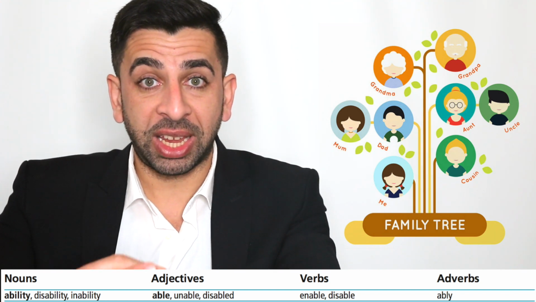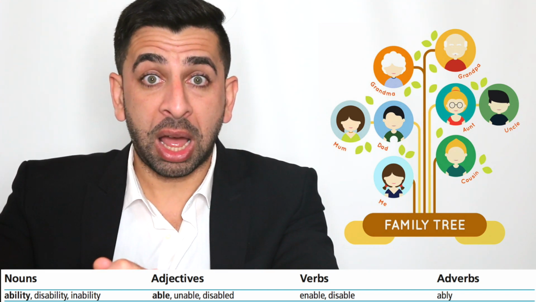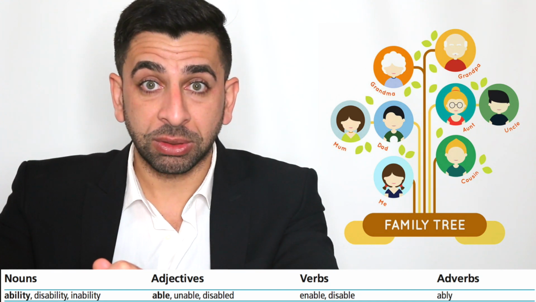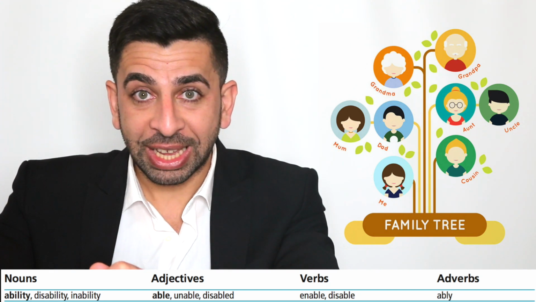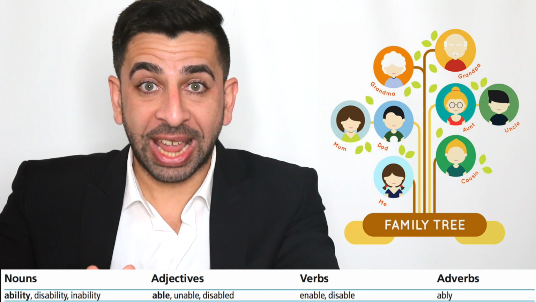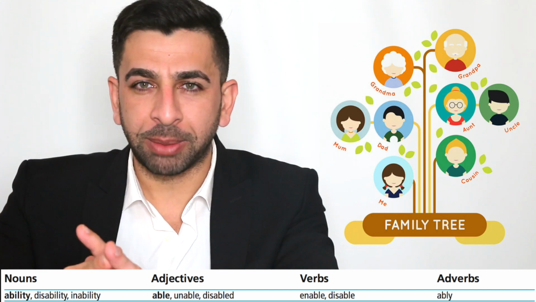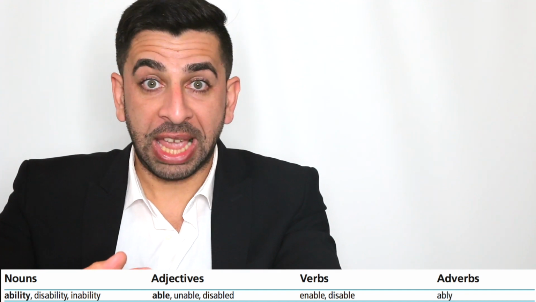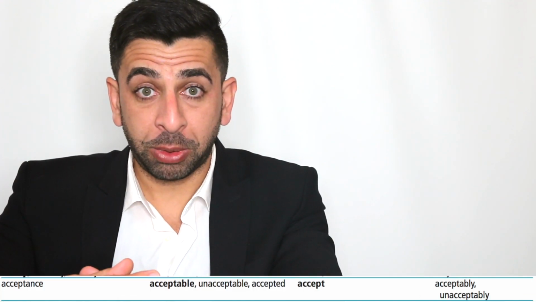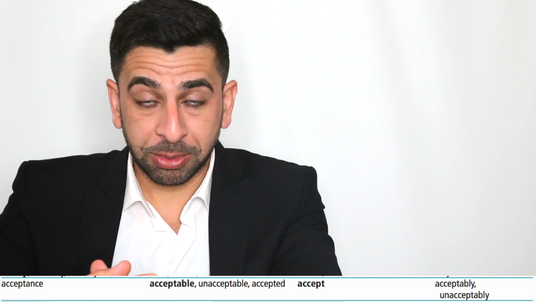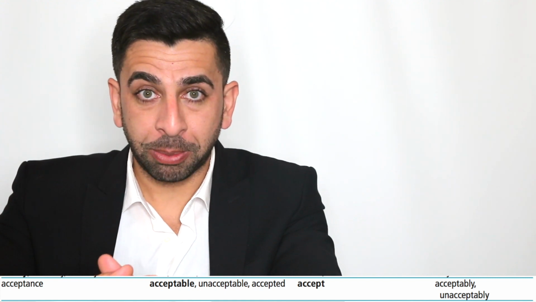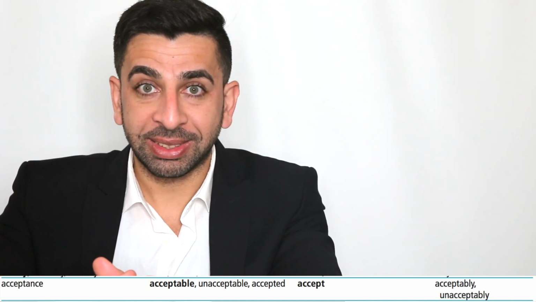Ability, disability, inability, able, unable, disabled, enable, disable as a verb, of course, and ably, which is not that quite common, by the way. Ably, بصورة دالة على المقدرة. He ably can do it. Acceptable, acceptance, unacceptable, accepted, acceptably, unacceptably.